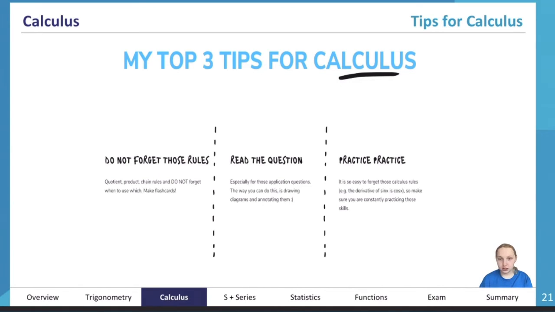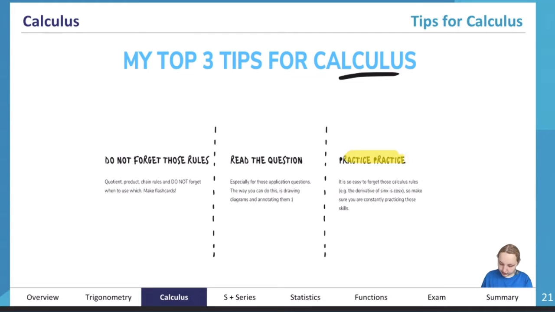Next, I'd say reading the question is really important. This seems so self-explanatory, like of course you're going to read the question before you answer it, but particularly actually making an effort to read and understand the question, especially for your really hard application style questions. I think the best way to do this is to draw diagrams and annotate them. This is particularly important with the diagrams for doing optimization questions, so you know what you're actually trying to find. And then again, just like with trig, practice until your eyes fall out.